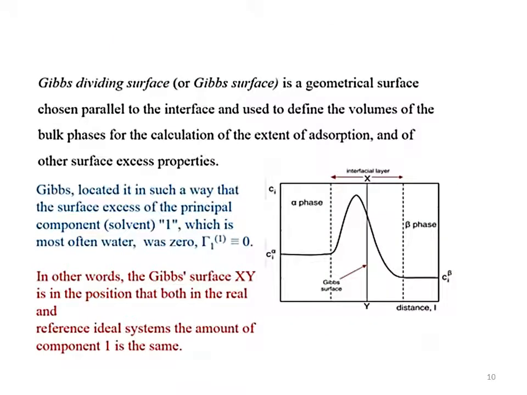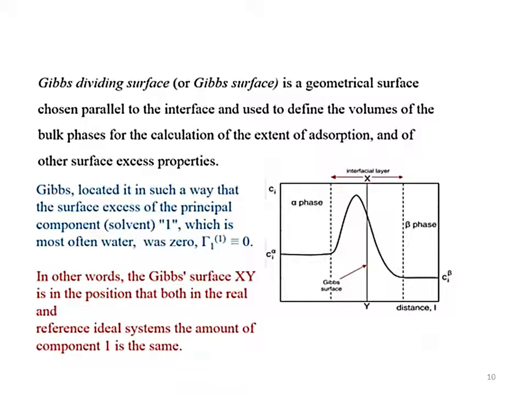Now we have some explanation about the Gibbs surface or Gibbs dividing surface. The Gibbs dividing surface is a geometrical surface chosen parallel to the interface and used to define the volumes of the bulk phases for the calculation of the extent of adsorption and of other surface excess properties. Gibbs located it in such a way that the surface excess of the principal component, meaning solvent 1, which is most often water, was 0.